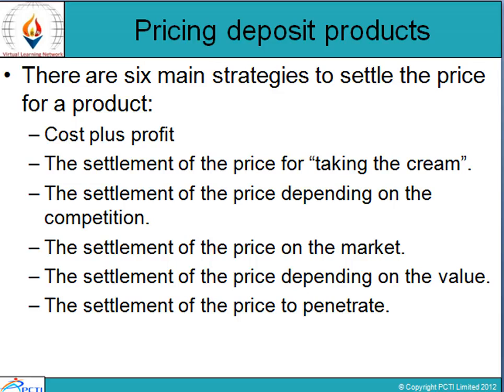The fifth is the settlement of the price depending on the value. Now this particular approach is based on the valuation of the client's perception when they compare the value of the product, answering the question, that is how much a client would pay for the product. And this strategy is mostly oriented towards marketing.